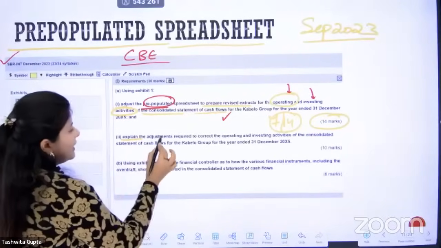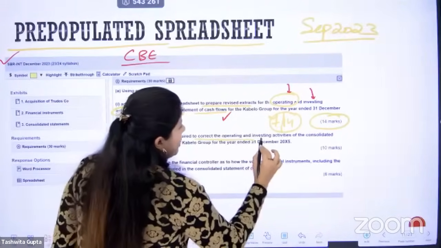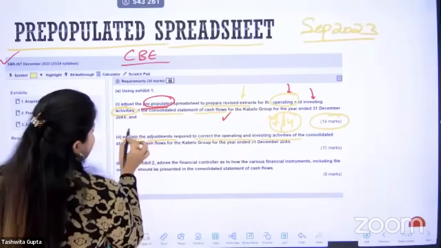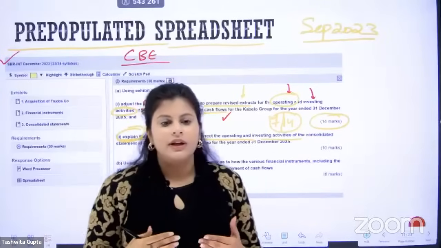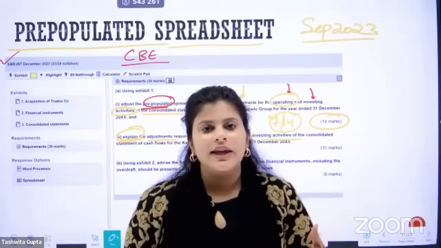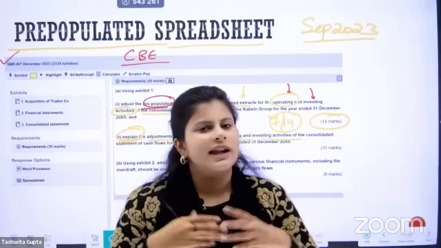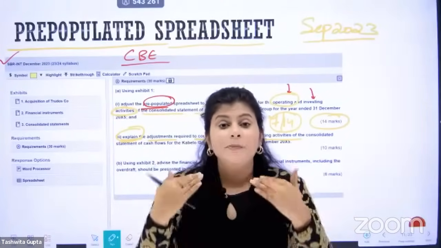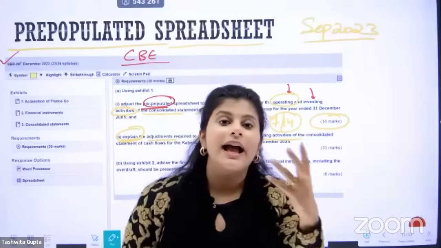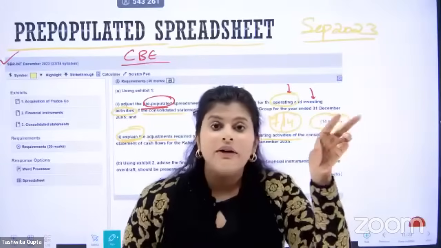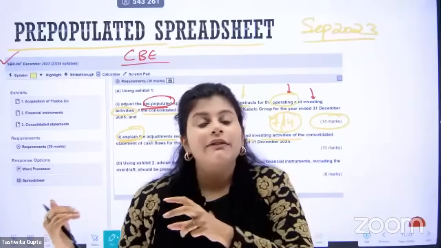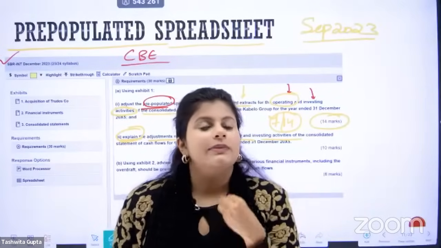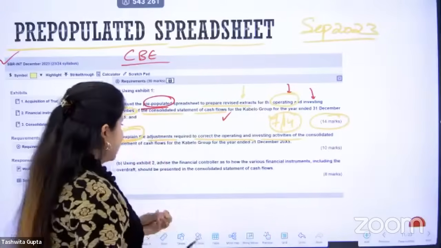Then we have to explain the adjustments required to correct the operating and investing activity. Whatever you've adjusted here, you need to explain here, just like drawing a graph. I've drawn a graph and I'll explain this is what is there on the y-axis, this is what is there on the x-axis. It becomes very easy. But here you're just supposed to explain what you've added, what you've deducted, why you've added in that particular row, or why you've adjusted it in PBT, why not in some other account balance. That is something we have to give in our explanation.